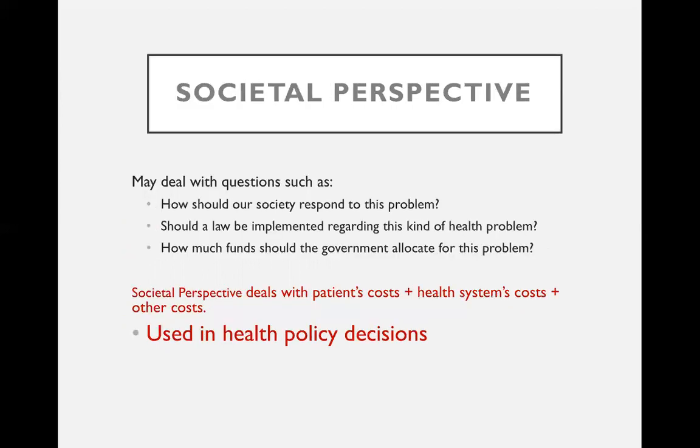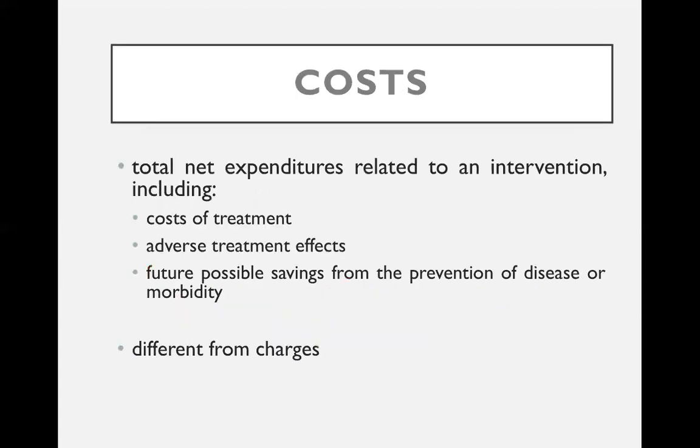The next perspective is the societal perspective. Now, the societal perspective is more complex. It is more broad and complex in its scope, no? And it doesn't only deal with the patient's cost, but also with the health system costs and costs from other sectors as well. Now, the societal perspective is the one that is used in health policy decisions pertaining to a more macro level, on a more macro level.